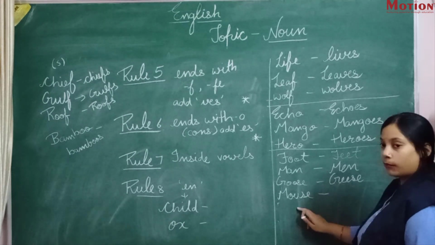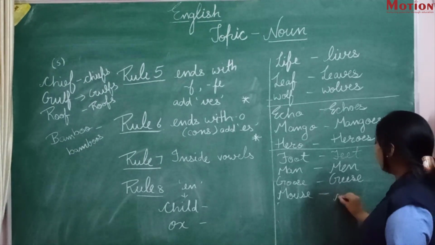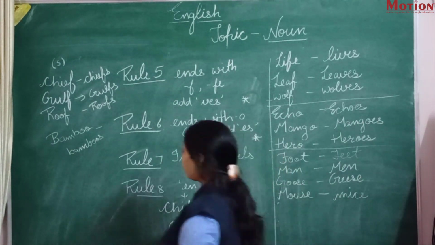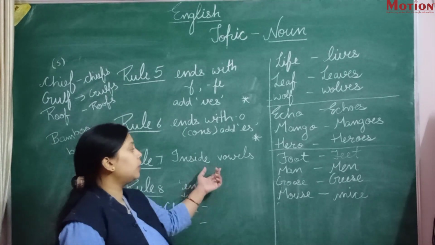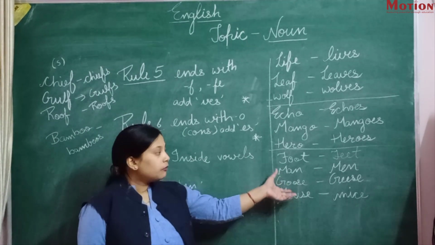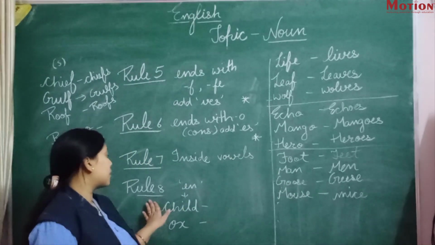Mouse. If one mouse is there, then mouse, and if more than one mouse, then it will be mice. Okay, so have you understood this rule? There are some words which have inside vowels. We have to make them plural in a different way. Okay. Next, rule number 8.